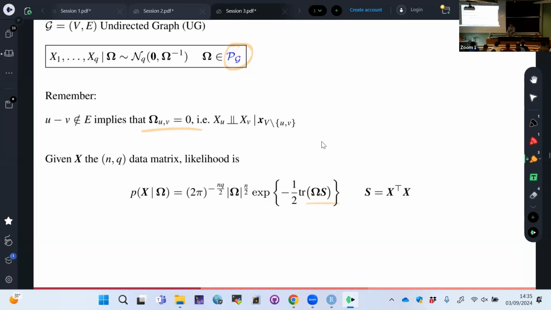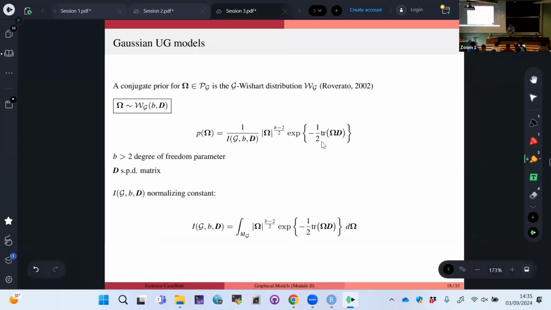Now we would like to assign a prior to omega, possibly a conjugate prior, so something which will lead to a posterior which is of the same family. So something which should have a structure which is more or less the same as this likelihood here. This is the reason why I wrote it explicitly.